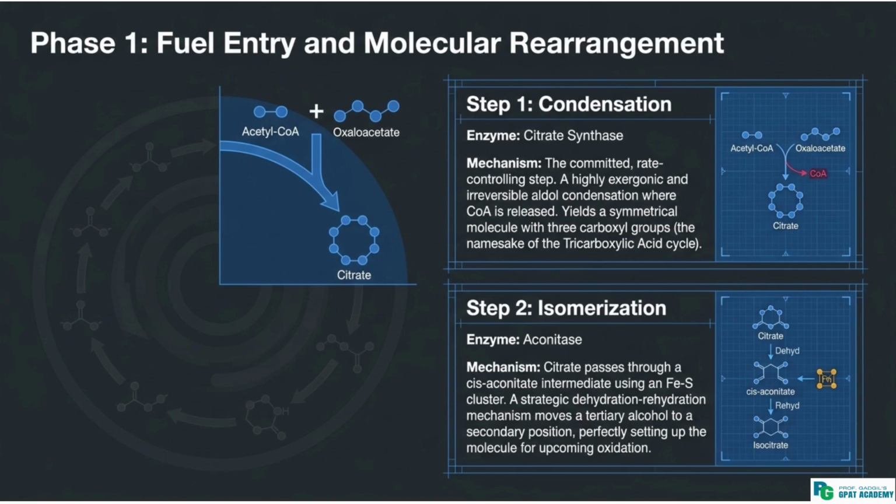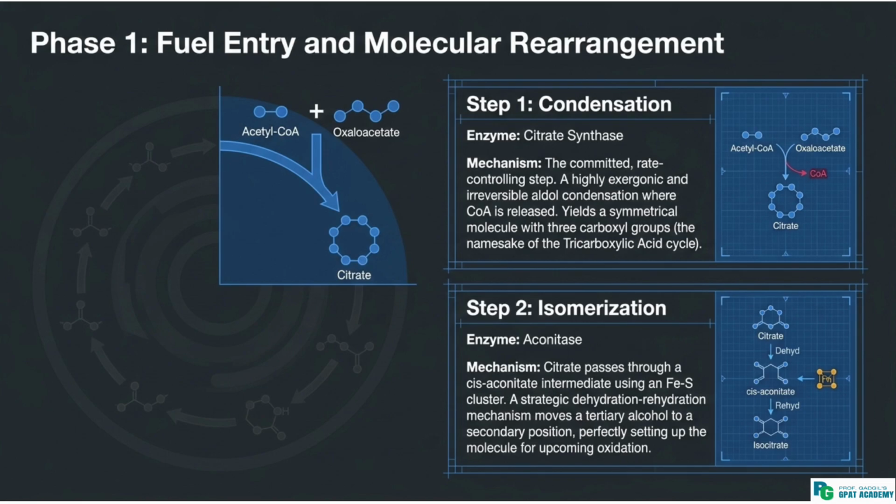Chemical logic: the methyl group of acetyl-CoA is relatively acidic. Oxaloacetate's carbonyl carbon is electrophilic, and aldol condensation occurs, yielding citryl-CoA, which is then hydrolyzed to citrate. Structure inside: citrate is a symmetrical molecule with 3 carboxyl groups, hence the name tricarboxylic acid cycle.